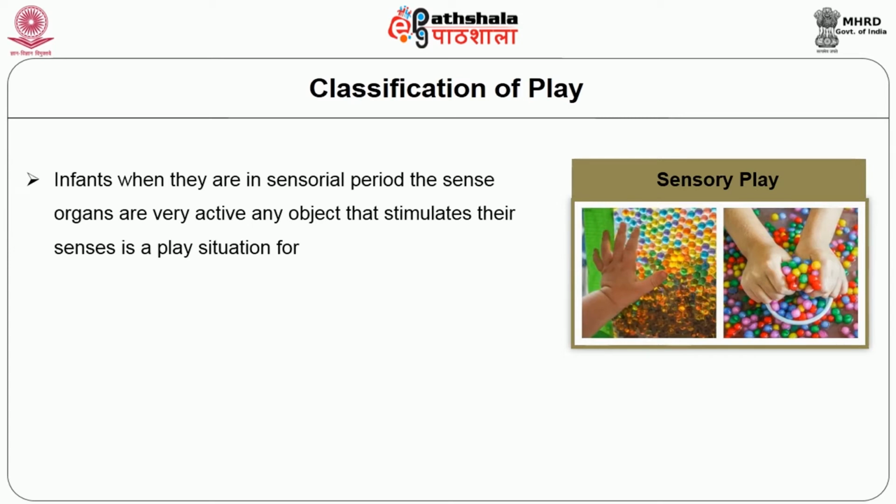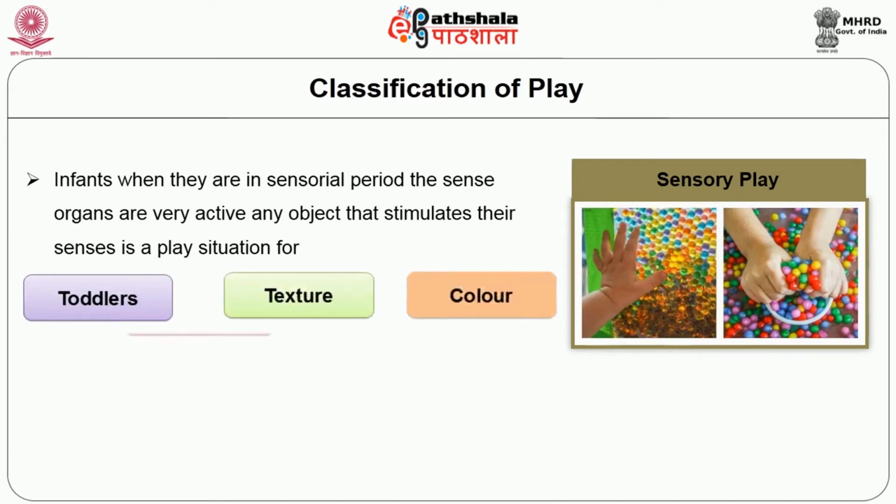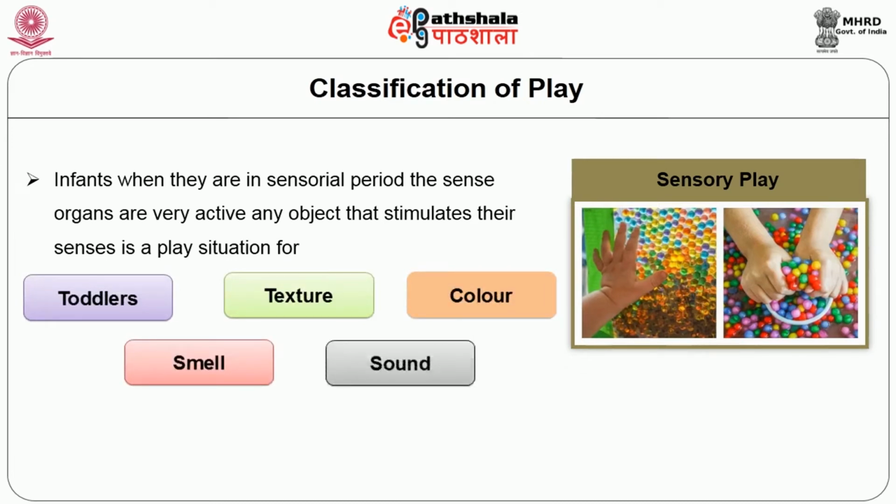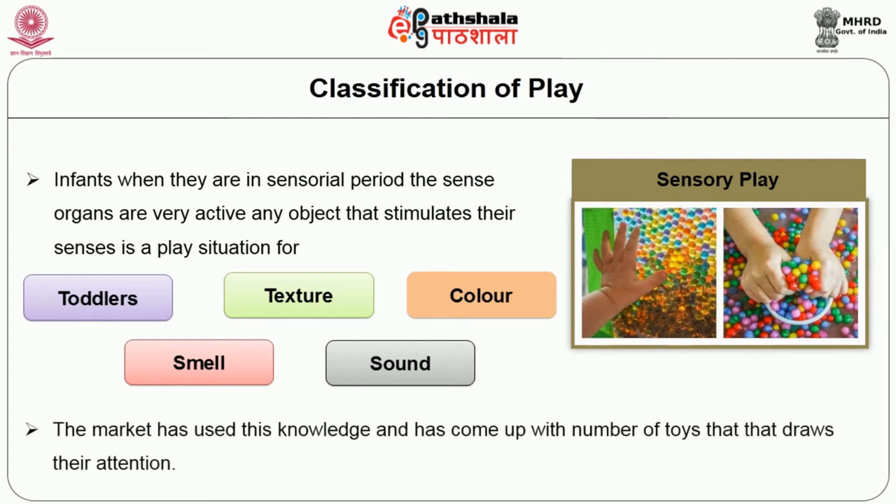Sensory play. Infants who are in the sensorial period have very active senses. Any object that stimulates their senses is a play situation for a toddler. Children are attracted to objects; texture, color, smell and sound are all interesting aspects of play. For the young, the market has used this knowledge and has come up with a number of toys that draw their attention. For example, soft toys that cry like animals, and toys that produce sound when squeezed.